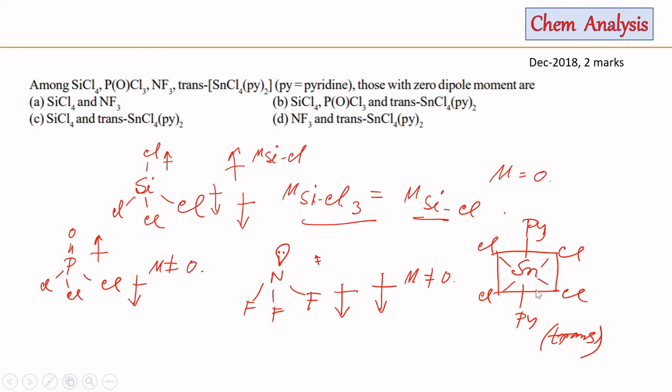So for this SnCl4 moiety the dipole moment is 0, and similarly the dipole moment corresponding to this Sn-Py linkage will be just in opposite direction to that of this Sn-Py linkage, so this dipole moment will also be cancelled out, and the net dipole moment will be 0. So we can see that SiCl4 and this trans SnCl4 Py2 show 0 dipole moment, so option number C is the correct answer.